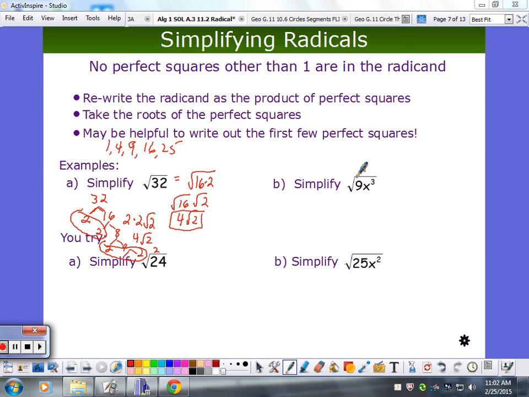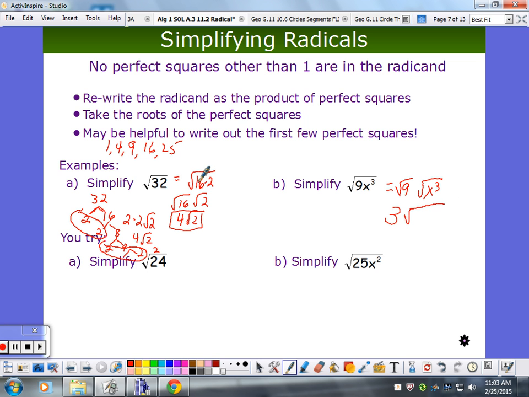That's a number. Look at this. Look at that. Well, here's what I would suggest doing. Let's separate out the number and let's separate out the variable. Square root of 9, that's easy. What about the square root of x cubed? x squared times x. Yeah, there's 2 ways to think about it.